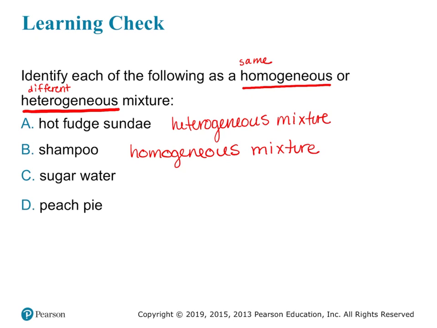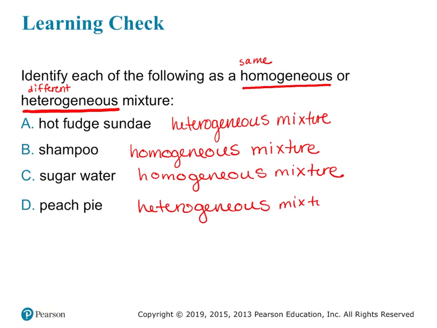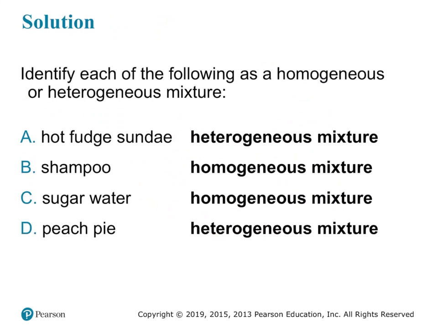All right, what about C, sugar water? And let's assume the sugar is dissolved. So that would also be a homogeneous mixture. And then what about D, peach pie? Heterogeneous. We've got the crust, the peaches, so there would be different components in that mixture, and we can actually see the different components. All right, and then here is the solution slide if you need that later.